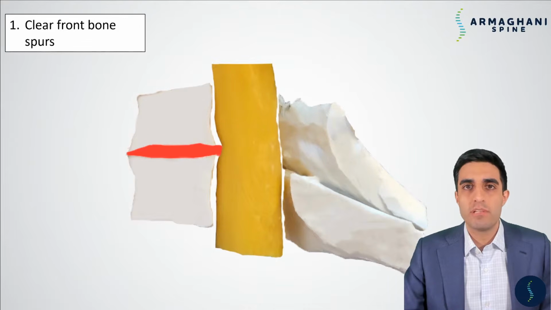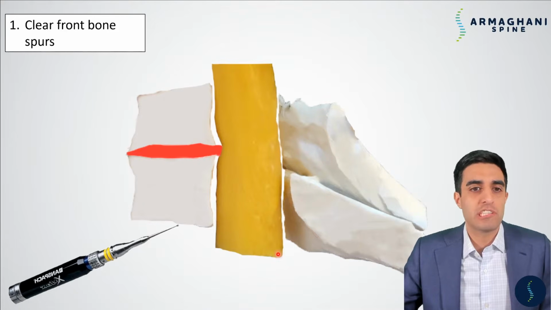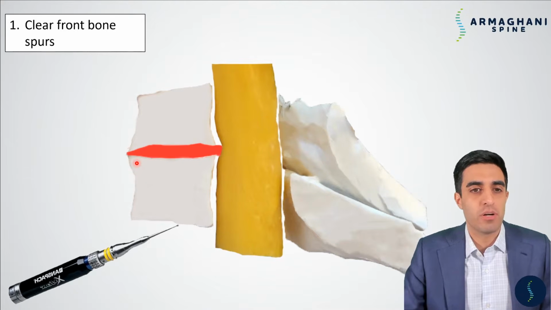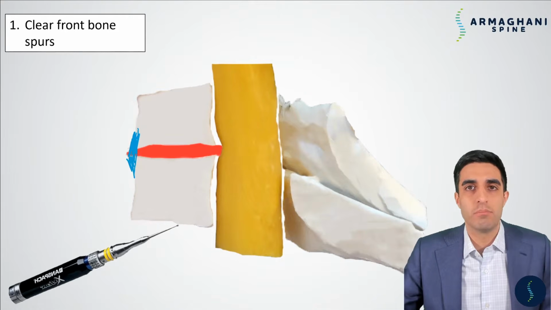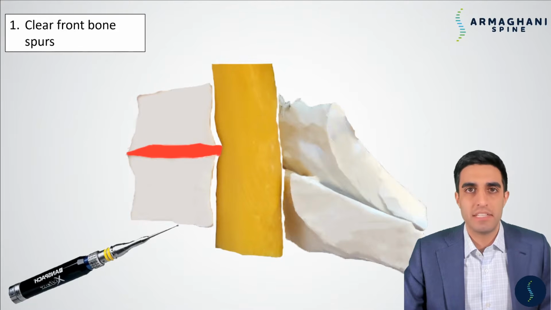So how do we perform this procedure? The first step that we do is we take our burr and we identify these bone spurs that are right here on the front of the vertebrae, highlighted here in blue. We take this high-speed burr and we're able to shave away that anterior part, or front part, of the bone spurs to make the area where your vertebrae are flat. Let's see how that's done here.